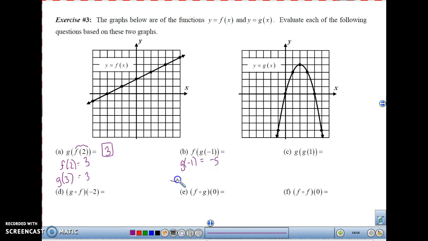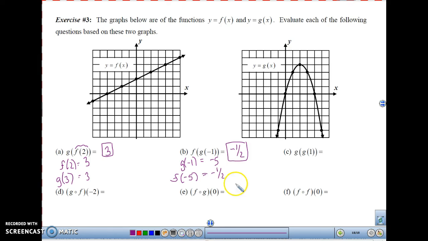And then I want to take the f function using the output here as negative 5. This function, 1, 2, 3, 4, 5. y is about negative 1/2, I believe it is. So that means f of g of negative 1 is equal to negative 1/2.